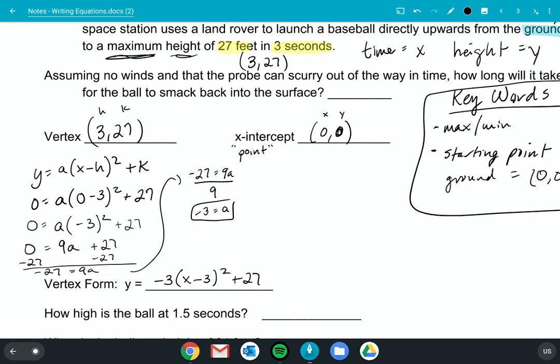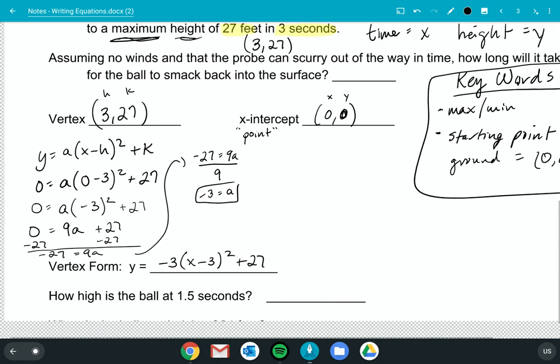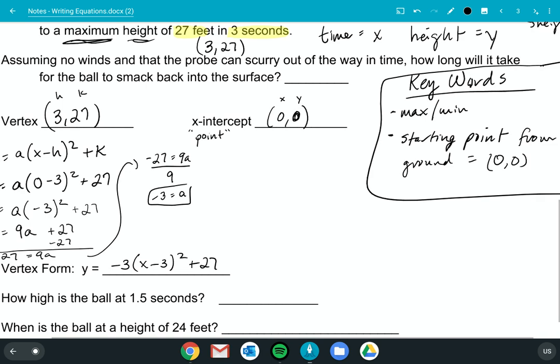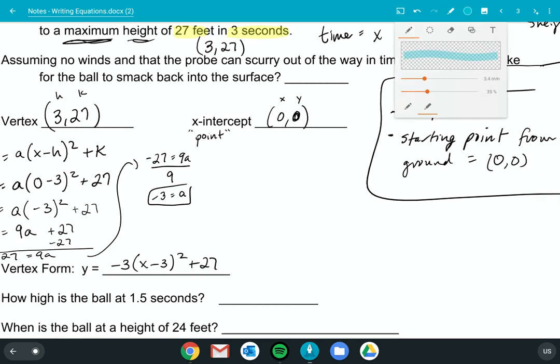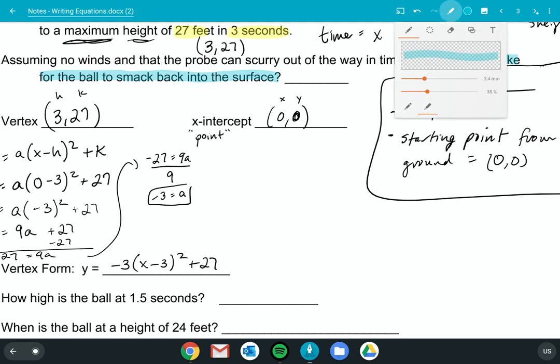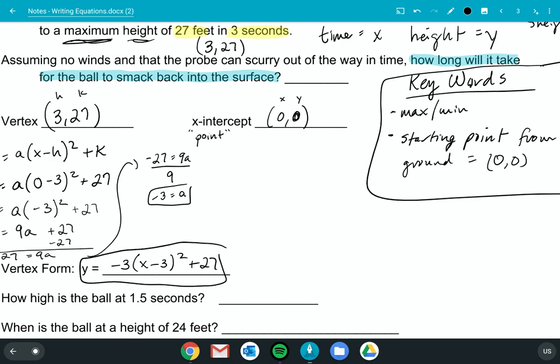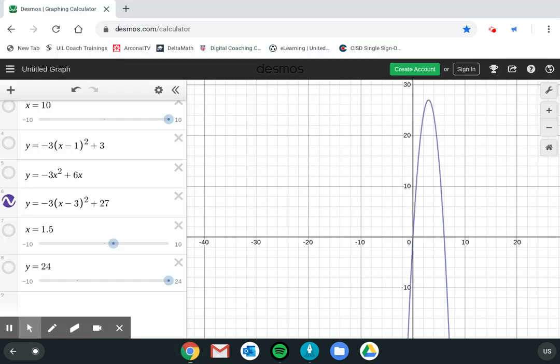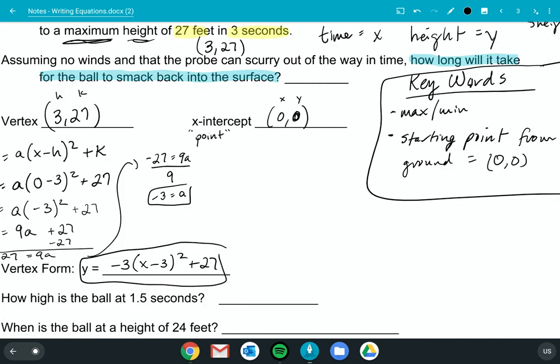So really now what's nice is that I can find when it's going to hit the surface again, because that's the question they're asking me: how long will it take for the ball to smack back into the surface? So let's graph this equation that we found. Notice I started at (0, 0), because that means I threw it from the ground. So when does it hit the ground again? Notice I reached the high point of the vertex that was given to us. It hits the ground again after how many seconds? 6. Okay. So that's my answer.